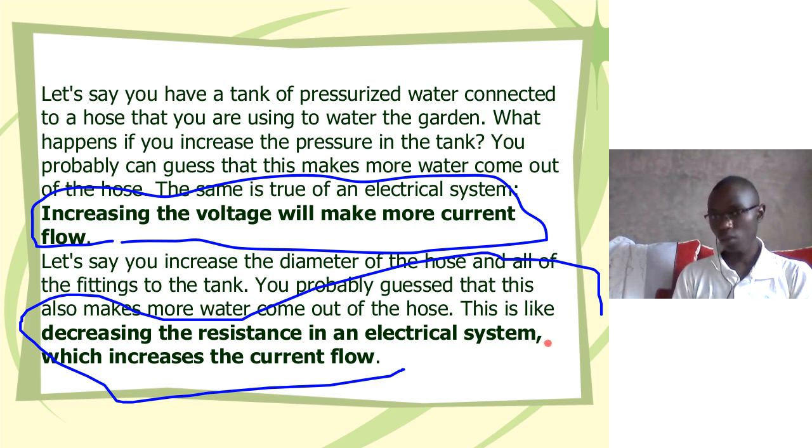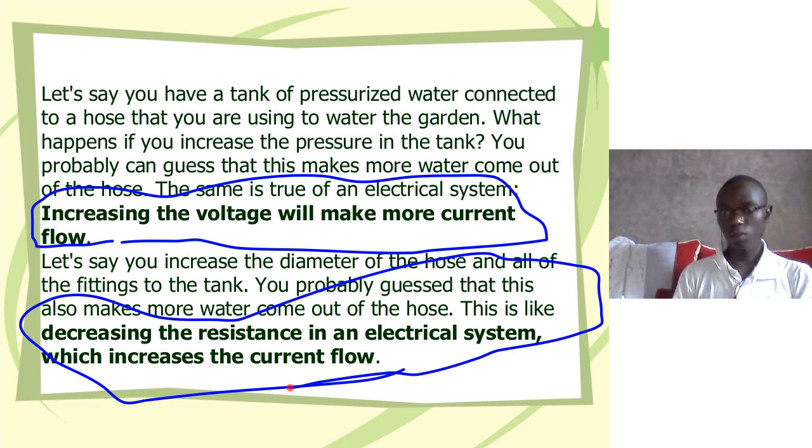And the same happens here. It is an inverse proportionality between I and R. I and V is direct proportionality.